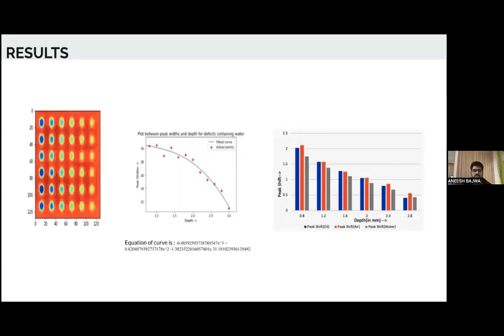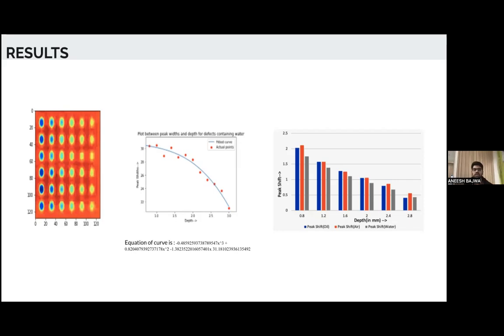For calculating the relationships between the depths and the peak widths or peak shifts, we used an image consisting of 6 rows, each containing defects of either air, water or oil. And we calculated a relationship between the peak width as well as the peak shift versus the depths of each defect. Here we are showing the equation for the defects containing water. Similar calculations were done for defects containing air and oil.